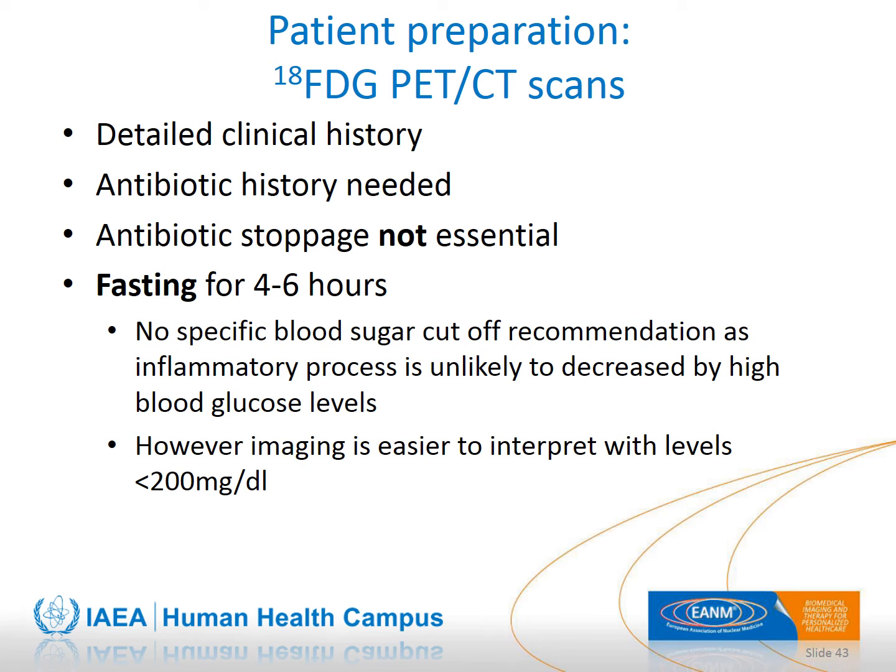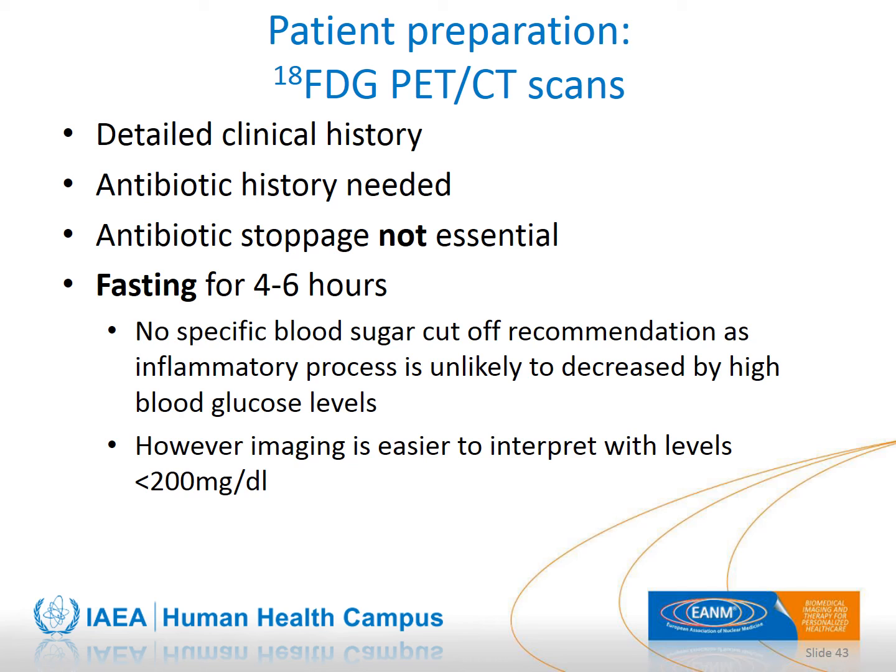Patient preparation for FDG PET scans is essential in terms of a detailed clinical history. Antibiotic history is needed, but stoppage of antibiotics is not essential. Fasting is required for 4 to 6 hours, as in a standard FDG PET scan for oncology. This is to allow FDG to leach into the inflammatory cells.